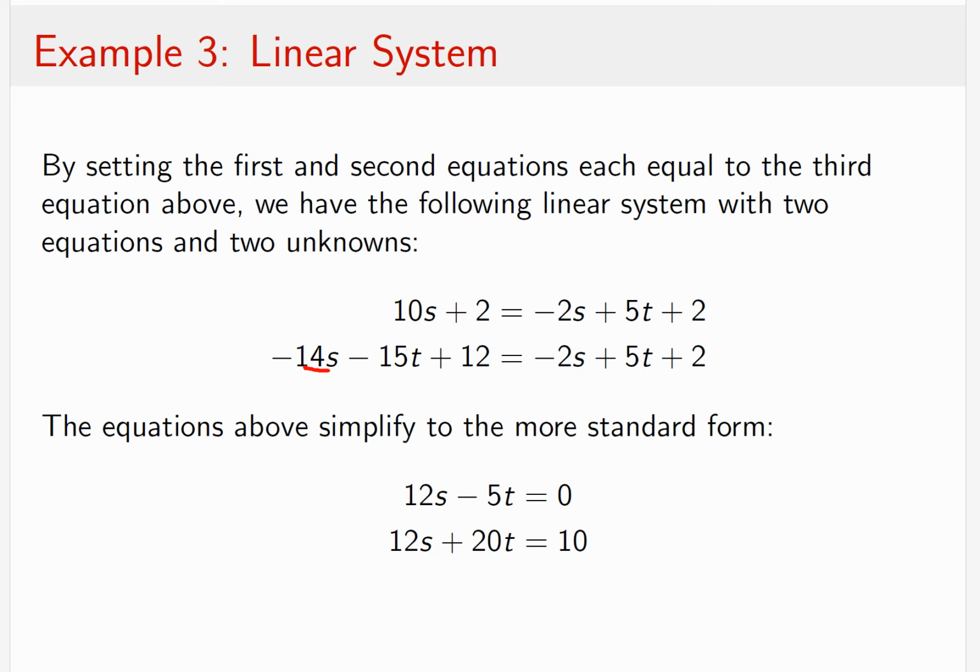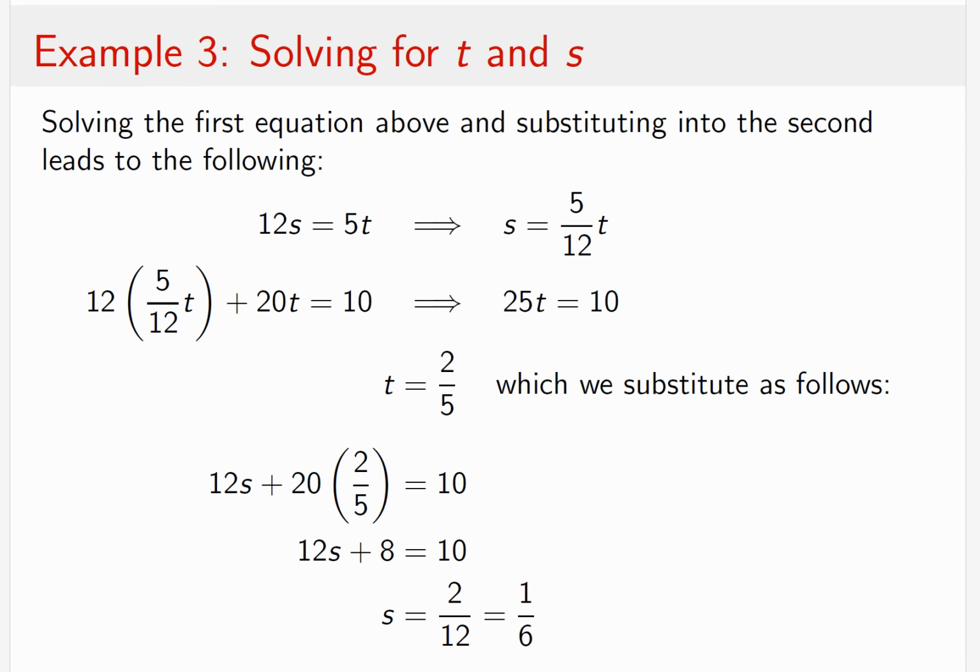All right, so that's pretty straightforward. And then what can I do? I can solve for t. I add 5t to both sides, and I get a real nice equation, right? 12s equals 5t, so s equals 5/12t, which I can plug into the second equation for s.